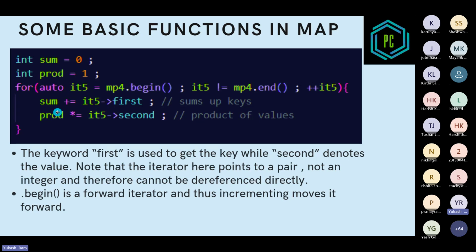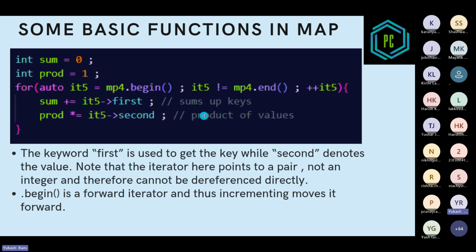Inside the loop, we have sum plus equals IT5 arrow first. IT5 is an iterator, which we know from here. The keyword first is used to get the key, while second denotes the corresponding key value. Note that IT5 is an iterator and it points to a pair, so you cannot dereference it directly. You have to use this syntax to get the first element and the second element of the pair individually.